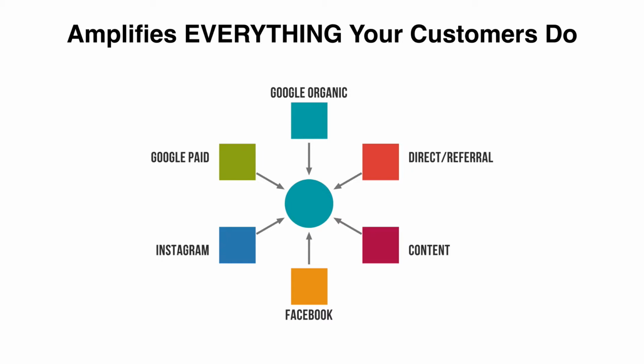So just by doing remarketing and retargeting and stacking that on to everything else that you're doing, it's going to automatically make Google better. It's going to make Google Organic better, Google pay-per-click better, Instagram, your Facebook social posts, right? Your content marketing that you're doing. Every other marketing initiative is going to get better because of you doing remarketing and retargeting.